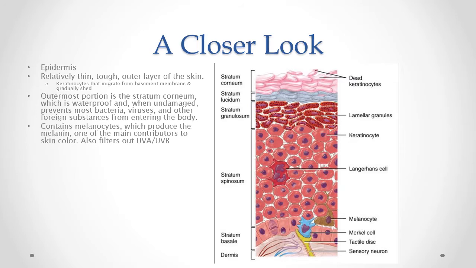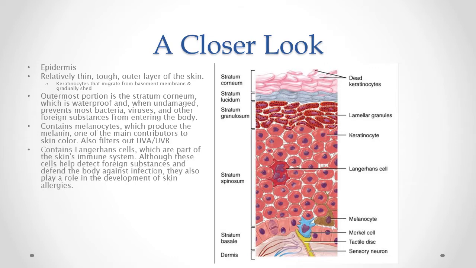What I want to bring to your attention are basically within this epidermis we have melanocytes. They produce melanin or pigmentation, skin coloring, and they also filter out UVA and UVB rays. Then we have the Langerhans cells, and these are part of the skin's immune system. When they become hyperactive or damaged, they can play a role in developing skin allergies. And then the Merkel cells communicate sensation. It's a very, very light pressure sensation, okay?